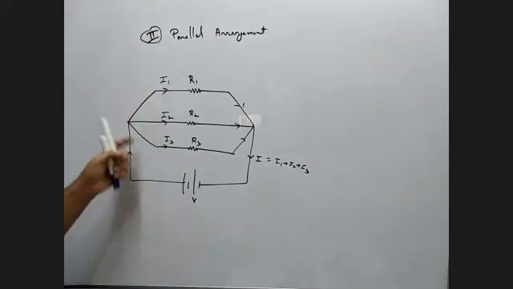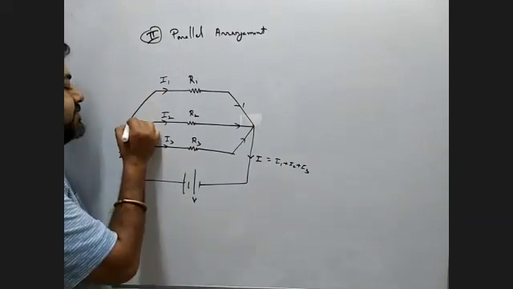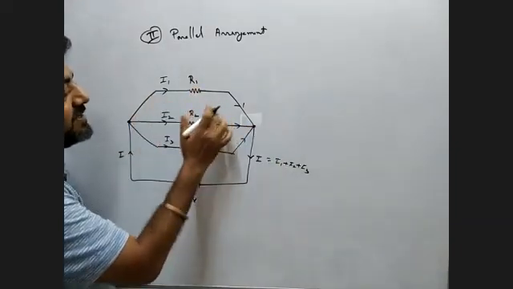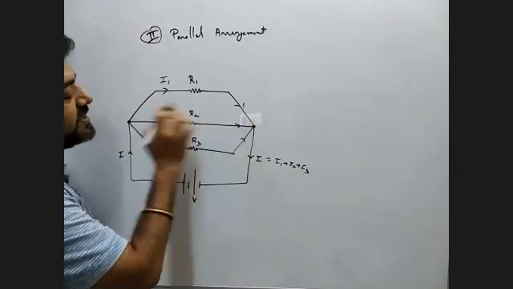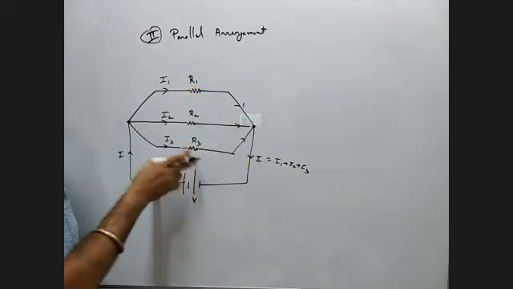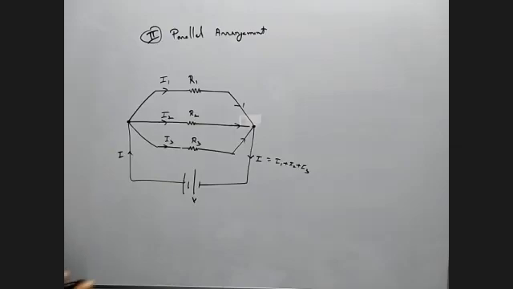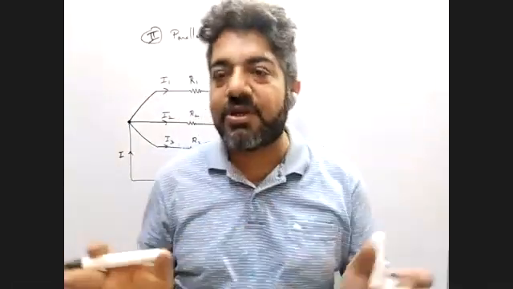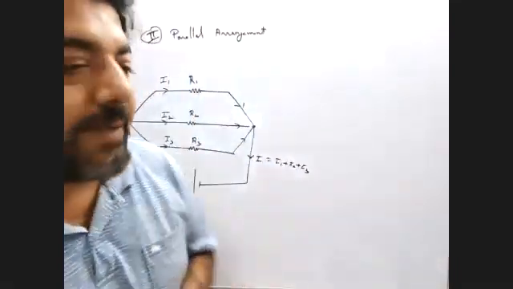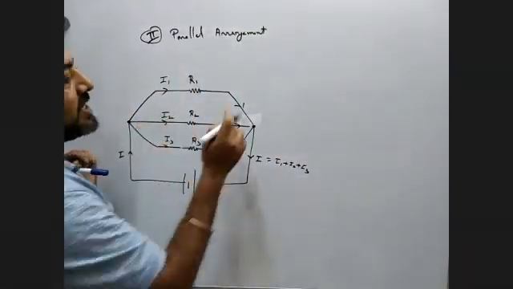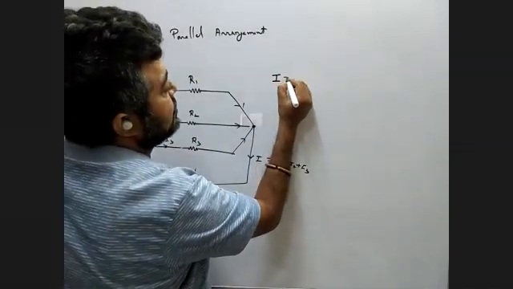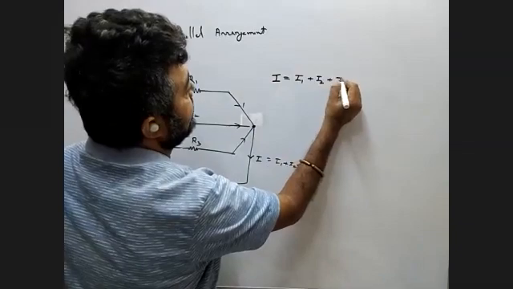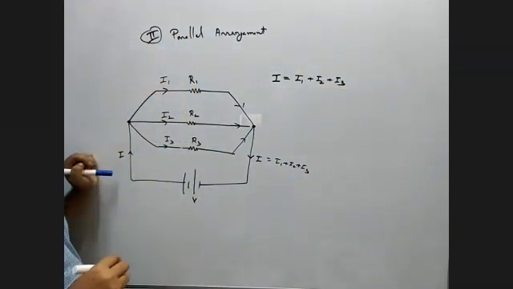And between these 2 terminals, if you see, all are connected to the same terminal, same point. So their voltages are the same. So how do you understand that this is a parallel connection? Current distributes, same voltage. Okay. So in a parallel connection, current is distributed. So total current I is I1 plus I2 plus I3.